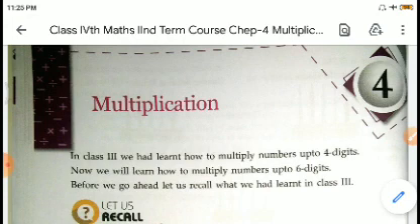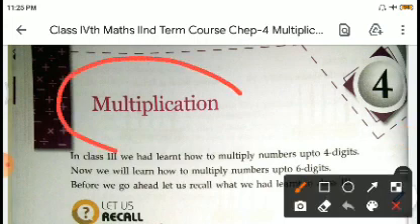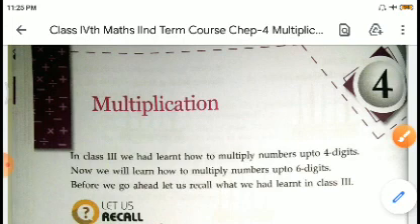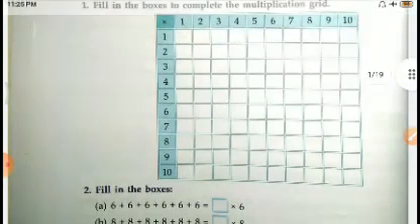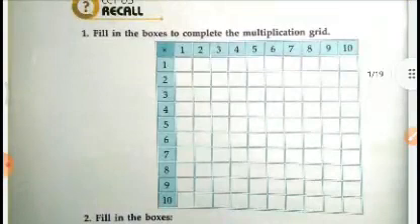And today we will be studying a very interesting chapter of mathematics, which is your chapter number 4, multiplication. Now, in class 3rd, we have learned how to multiply numbers up to 4 digits. Now, we will be learning how to multiply numbers up to 6 digits. Right, and so let us do a few things which we have done in class 3rd.